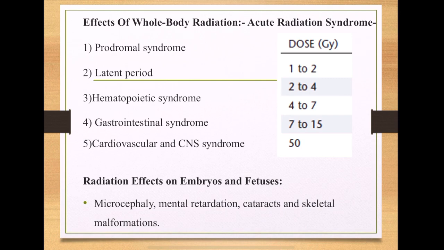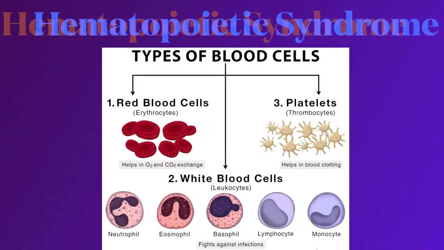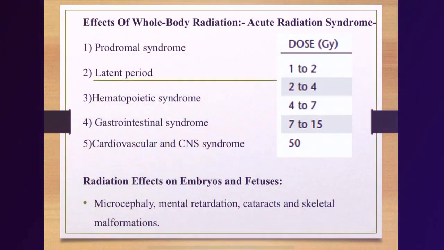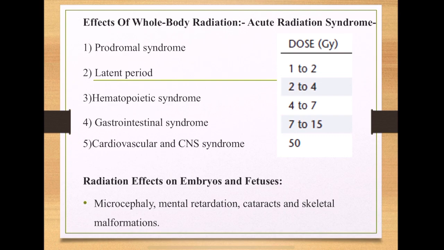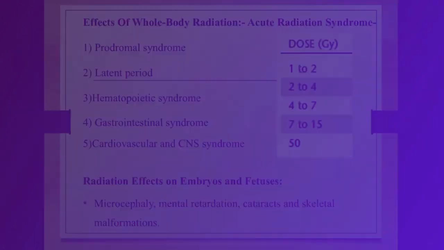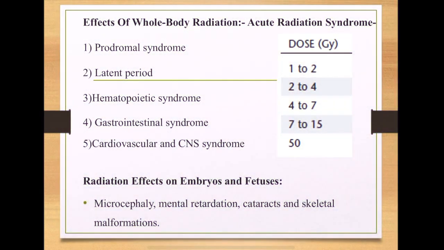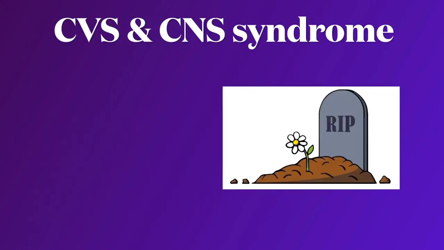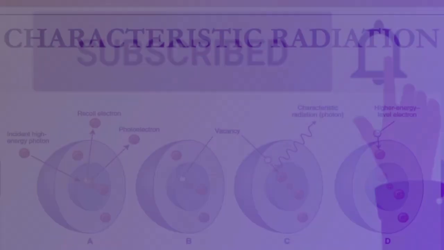Around 4 to 7 gray of radiation, you can expect the hematopoietic syndrome, which is manifested as a rapid and profound fall in circulating granulocytes, platelets and erythrocytes, and hence it leads to infection, anemia and hemorrhage. Around 7 to 15 gray of radiation, gastrointestinal syndrome occurs, which causes injury to the rapidly proliferating basal cells of the intestinal villi. Finally, at 50 gray, there are cardiovascular and CNS syndromes, which lead to collapse of the circulatory system with a fall in blood pressure in hours preceding death.